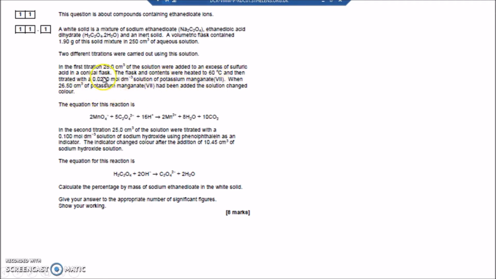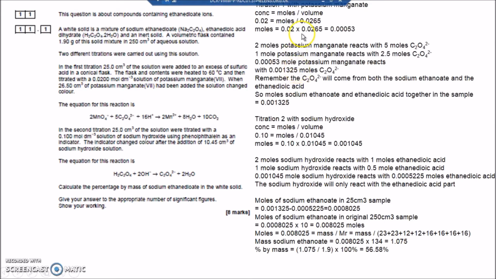So immediately I'm thinking, we've got a concentration, we've got a volume of potassium manganate(VII). We should work out the number of moles. So concentration is moles divided by volume. Concentration is 0.02 equals moles divided by volume. I've put the volume 26.5 cm3. I've divided by 1,000 to get into dm3. So a small unit like cm3 up into a larger unit like dm3, you divide by 1,000, 0.0265. The number of moles is 0.02 multiplied by 0.0265, 0.00053.